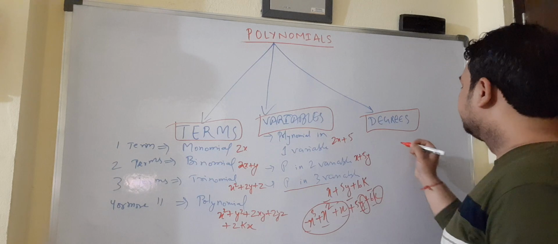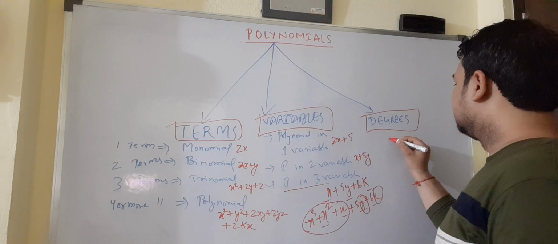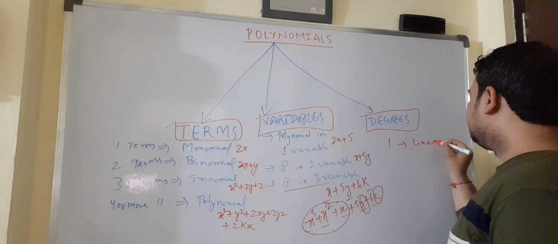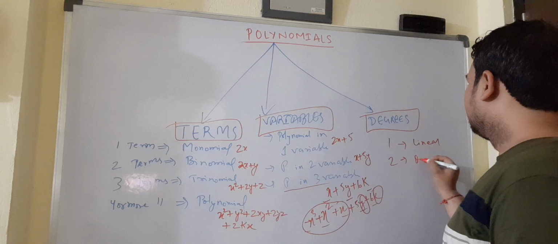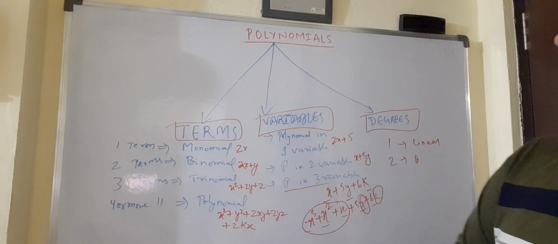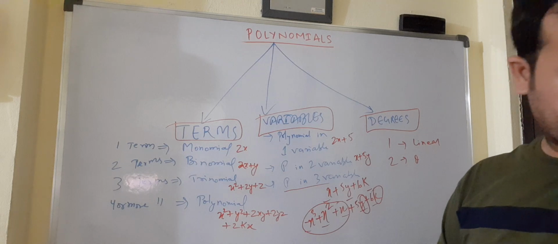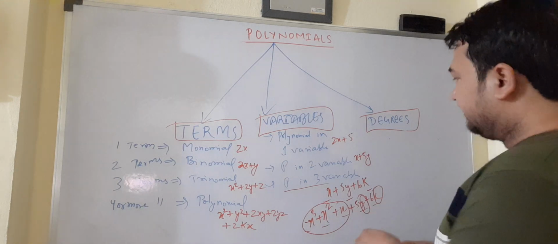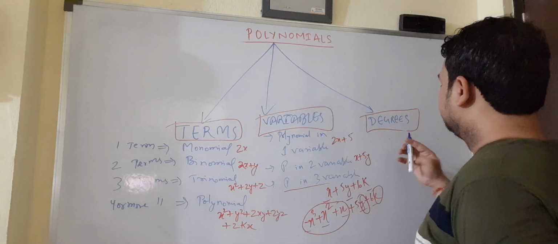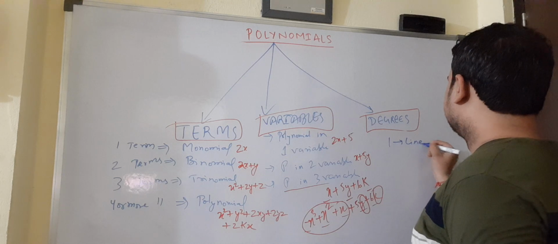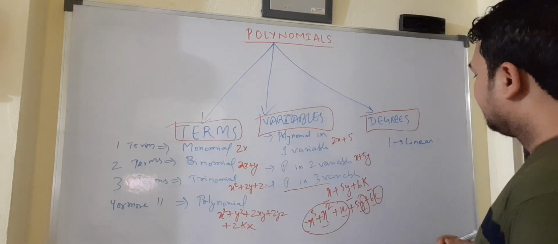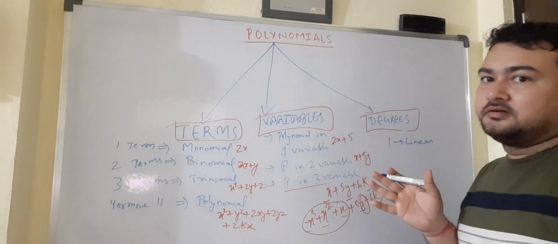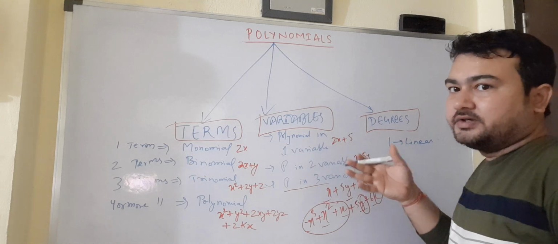So just you have studied, degree is 1, then linear. Degree is 2, then quadratic. And degree is 1, linear. Example of linear, you have to keep the degree 1. That means you have to keep the maximum power as 1. Power of variable should not be higher than 1.